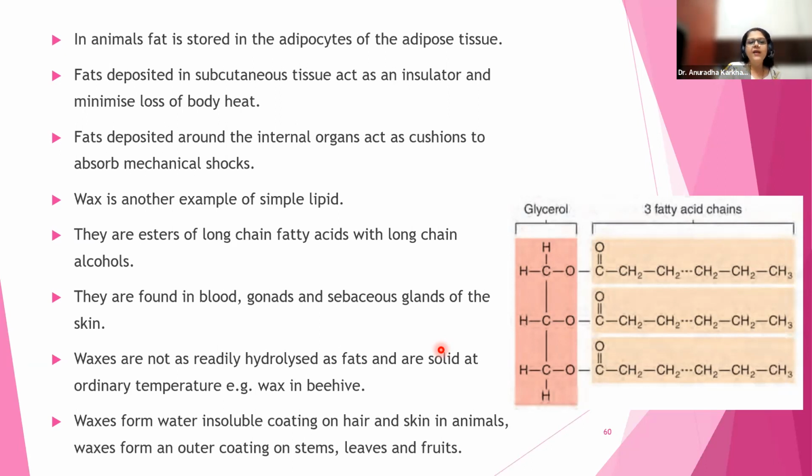Okay. Wax is another example of simple lipid. They are esters of long chain fatty acids with long chain alcohols. They are found in blood, gonads, sebaceous glands of the skin. You will find these fats everywhere. Waxes are not readily hydrolyzed like fats and are solid at ordinary temperatures. For example, waxes in a beehive.